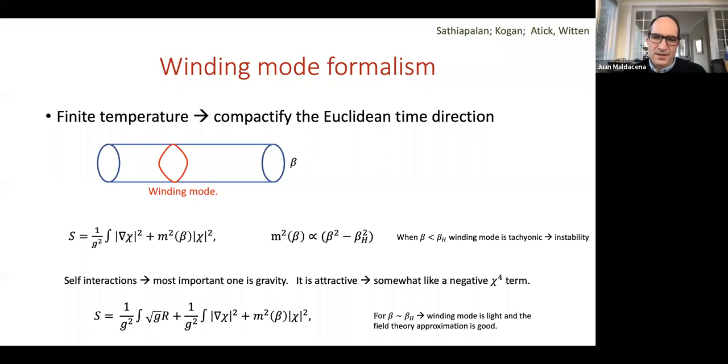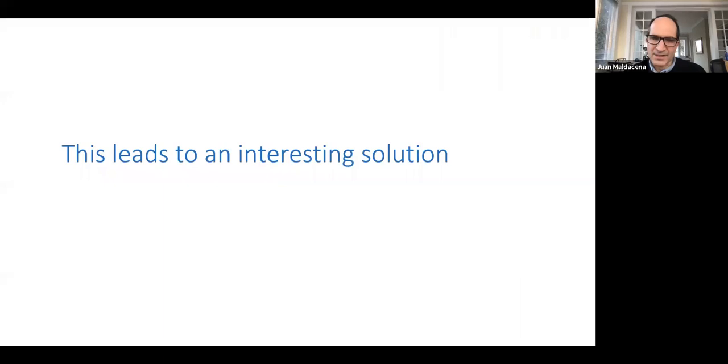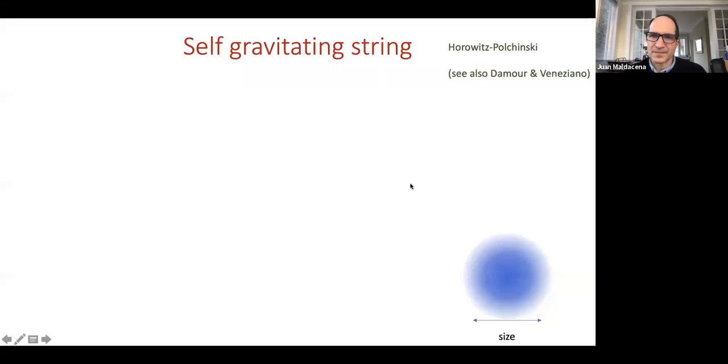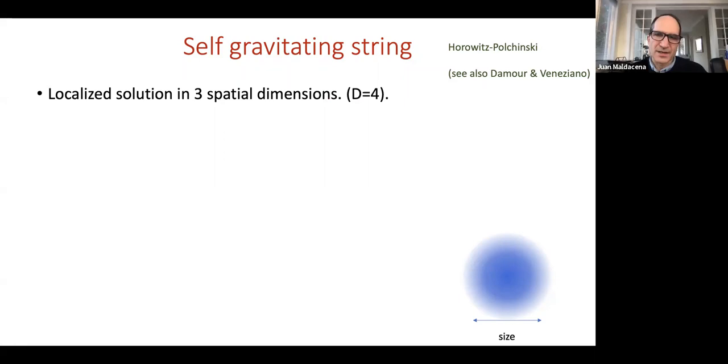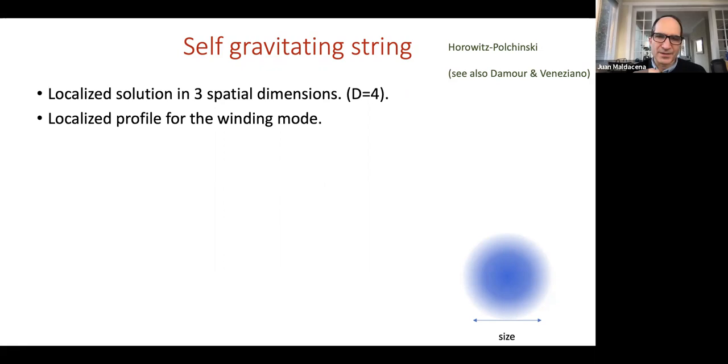Okay, so you can solve those equations, and this leads to an interesting solution that was first found by Horowitz and Polchinski. It's a localized solution in three spatial dimensions. So we're considering four non-compact dimensions. And it has a localized profile for the winding mode. Roughly speaking, the winding mode has a spherically symmetric distribution. And it describes a self-gravitating string.